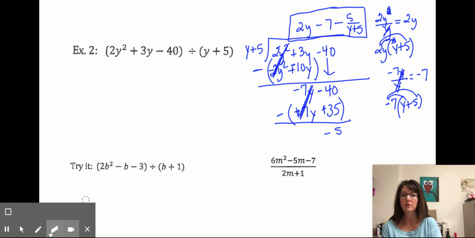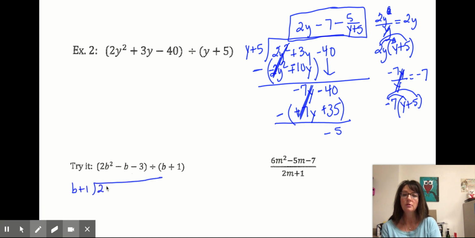I need to move this over. b plus 1 into 2b squared minus b minus 3. Okay, so how many times does b go into 2b squared? Right? The b's will cancel, so we'll get the answer of 2b. And we'll put that over the like term, and it's a positive 2b.